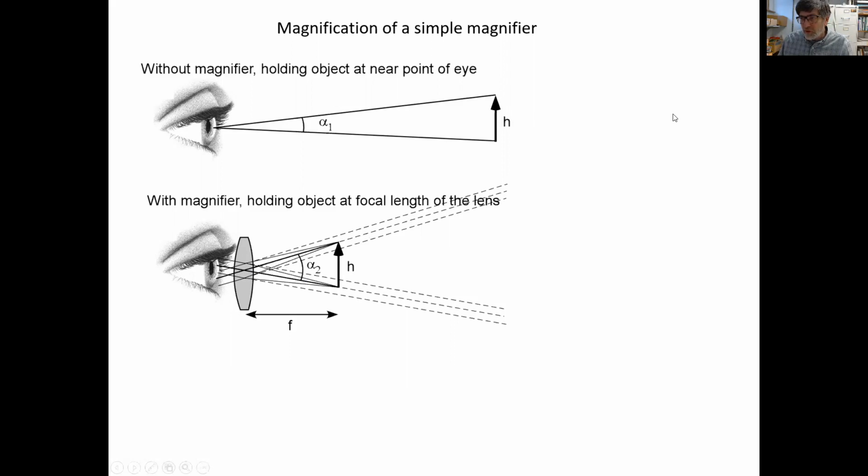So if we do the math over here, in the first case, alpha 1 just depends on the height of the object, h, divided by how far away it is, and that would depend on the near point of your eye. For the purposes of naming magnifications and such, there's a standard distance of 25 centimeters that's used.